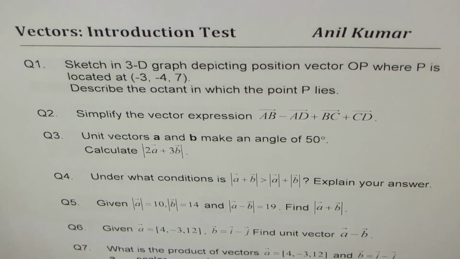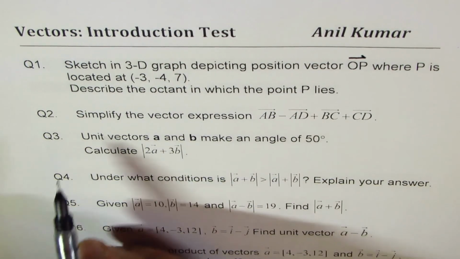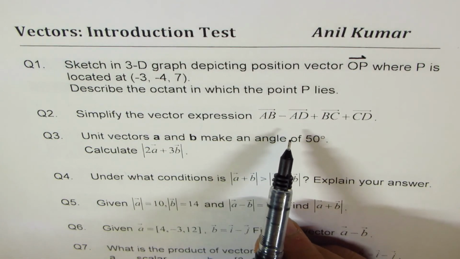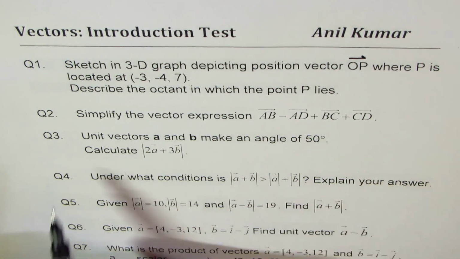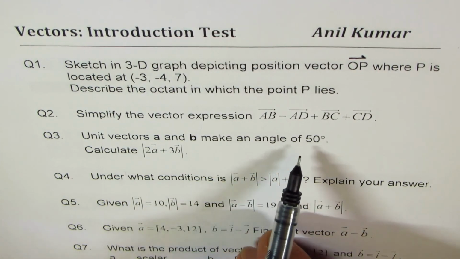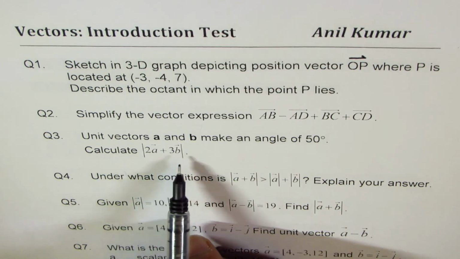Sketch in 3D graph depicting position vector OP where P is located at -3, -4, 7. Describe the octant in which point P lies, right? So this is the position vector OP. Question 2. Simplify vector expression AB minus AD plus BC plus CD. Question 3. Unit vectors A and B make an angle of 50 degrees. Calculate magnitude of 2A plus 3B.